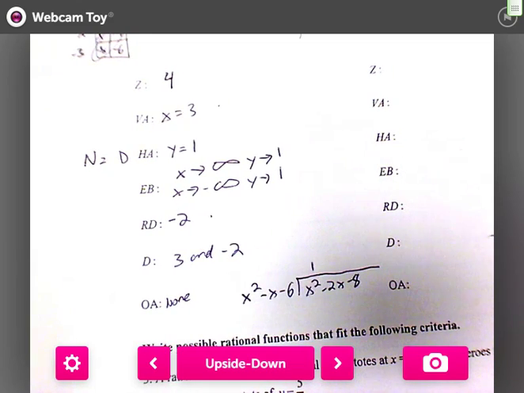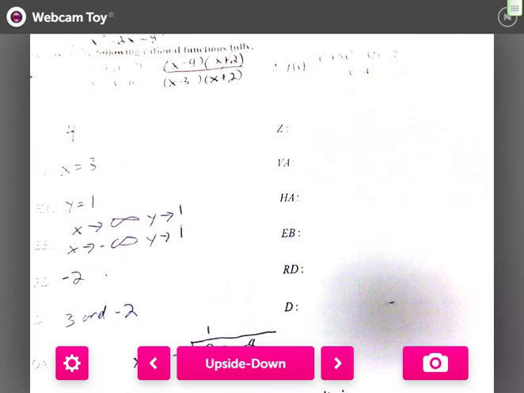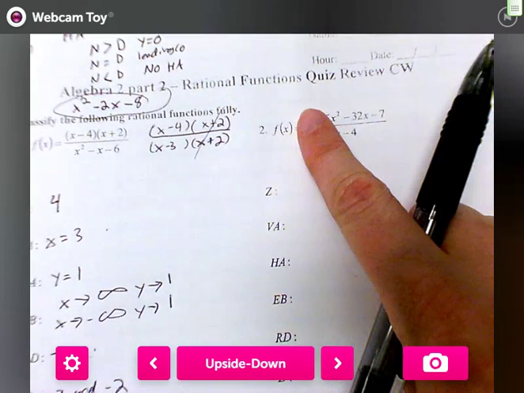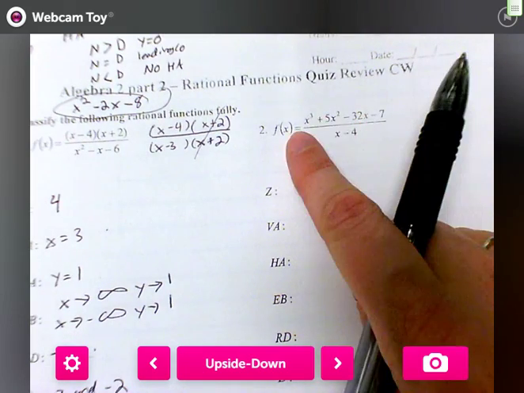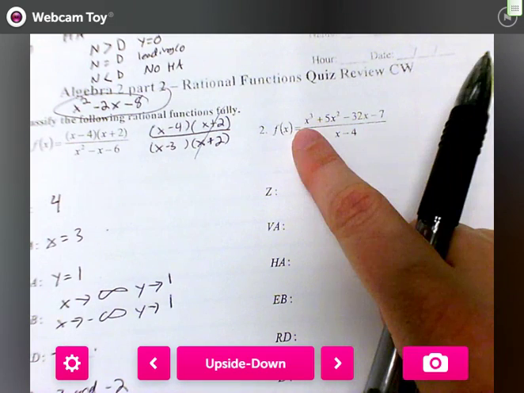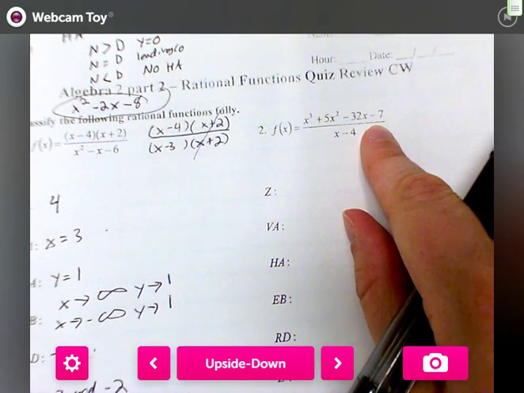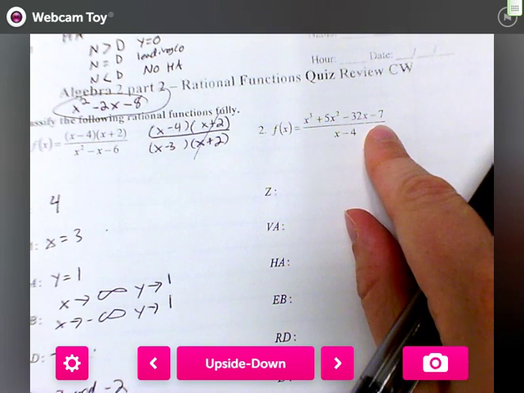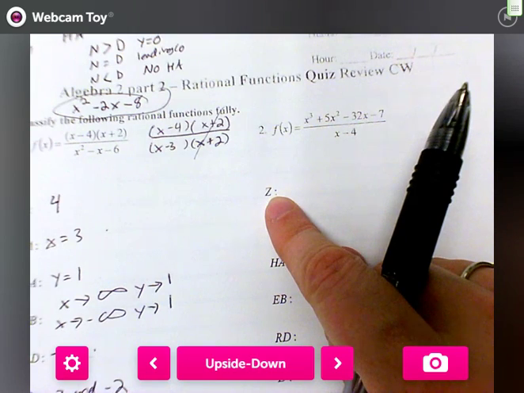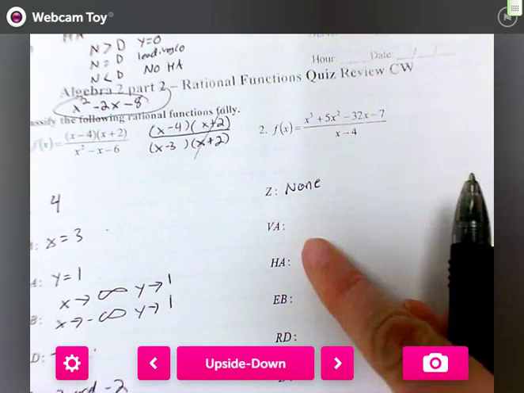Let's go to number 2. Okay. So number 2's got this really complicated top. It's got x to the third plus 5x squared minus 32x minus 7. All of these don't even have anything in common, right? So does it have any zeros? No. What's my vertical asymptote?